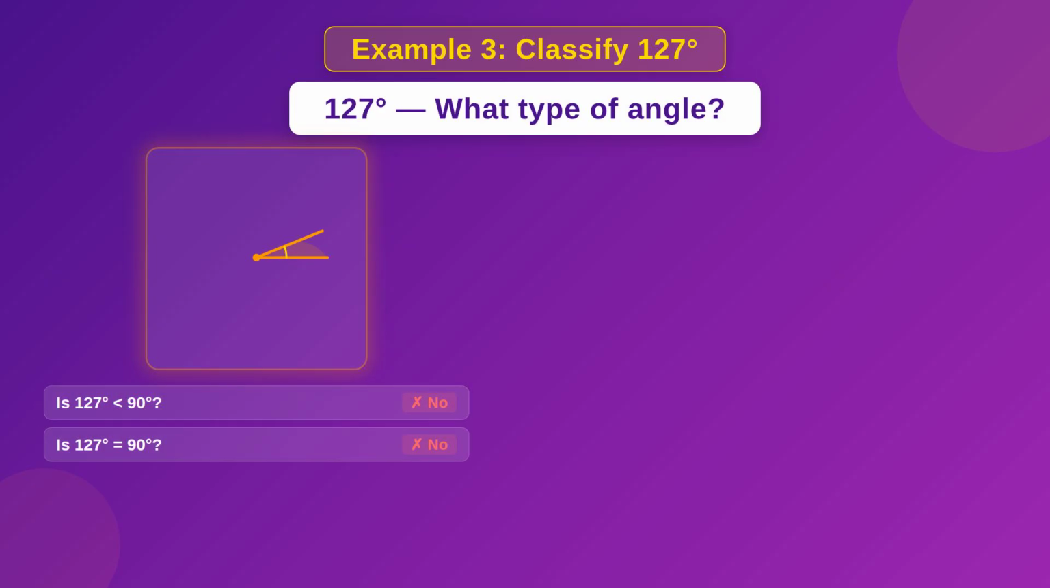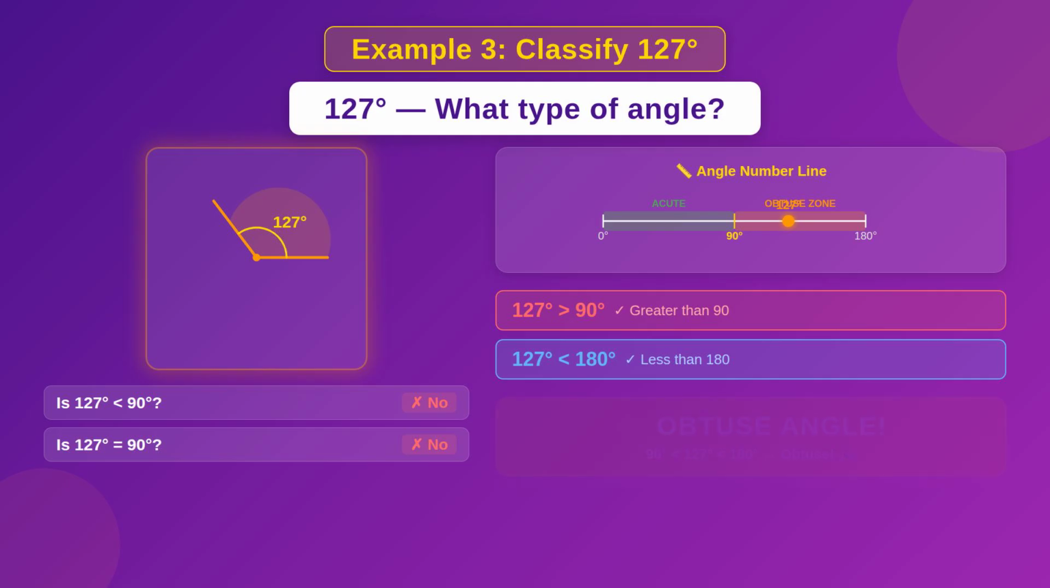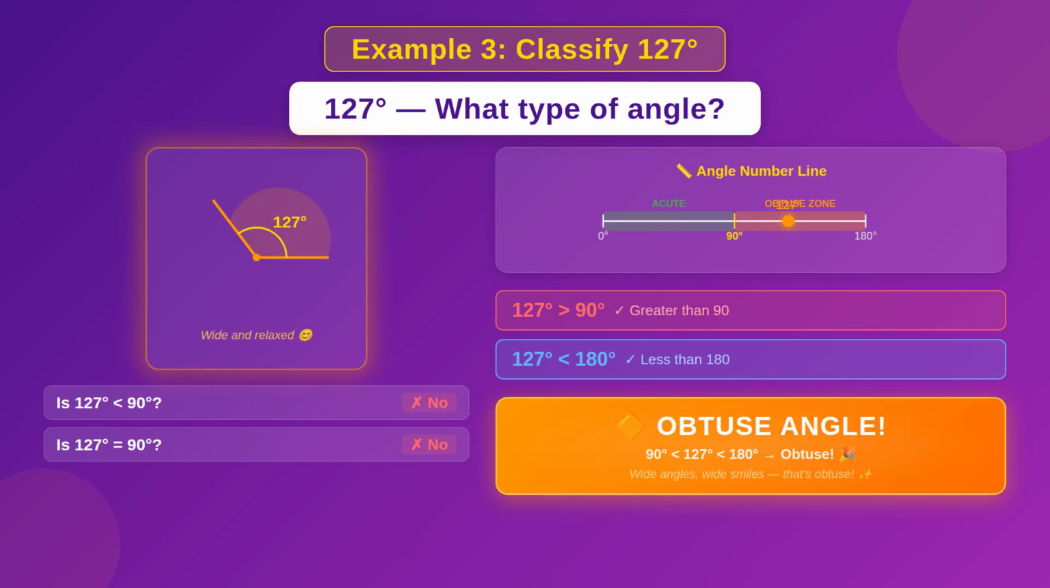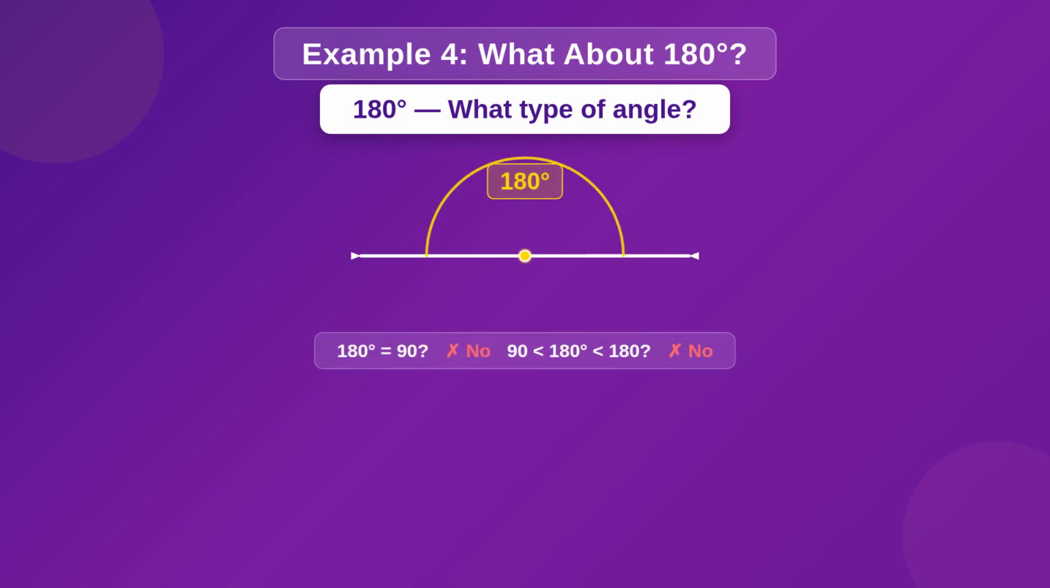Here's a trickier one, 127 degrees. Maya pauses and thinks. Is 127 less than 90? No. Is it exactly 90? No. Is it between 90 and 180? Let's check. 127 is greater than 90, and 127 is less than 180. Yes, that puts it right in the obtuse zone. So 127 degrees is an obtuse angle, wide and open, bigger than a right angle, but not yet a straight line. Maya draws it and sees how wide and relaxed it looks. Wide angles, wide smiles. That's obtuse. She nails it.